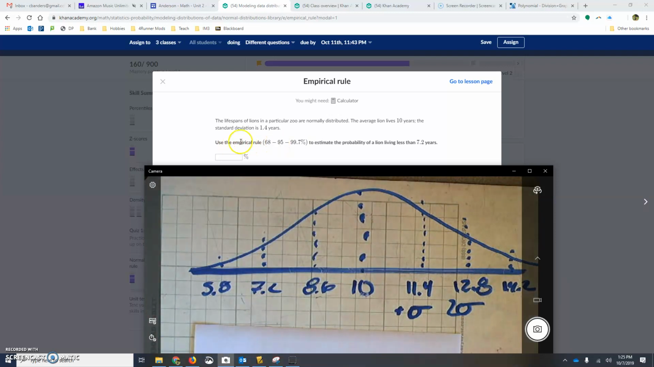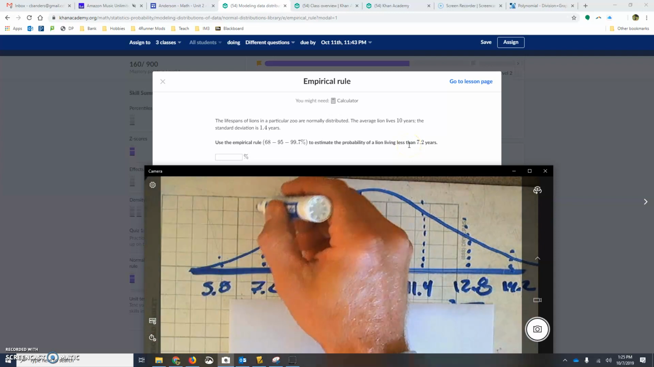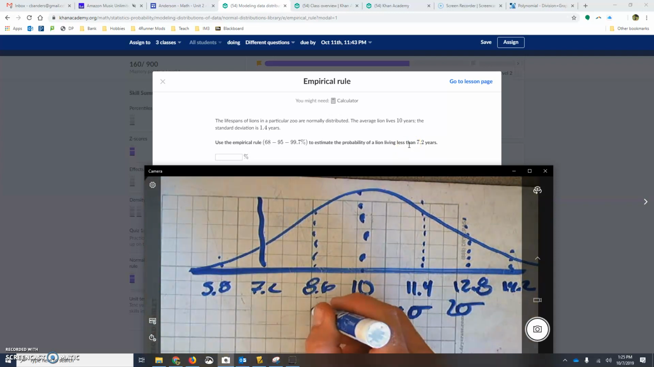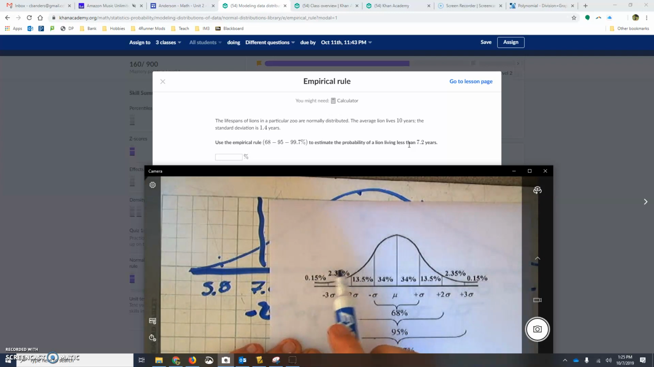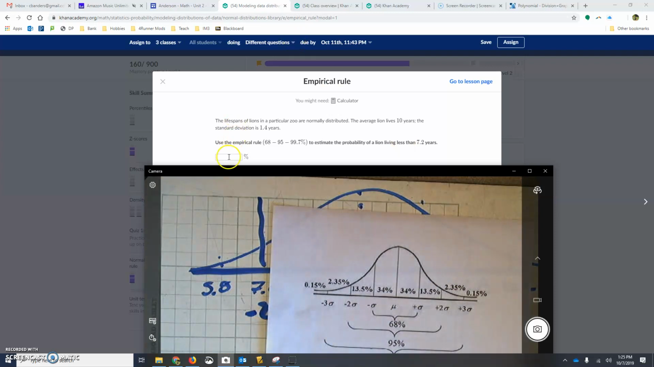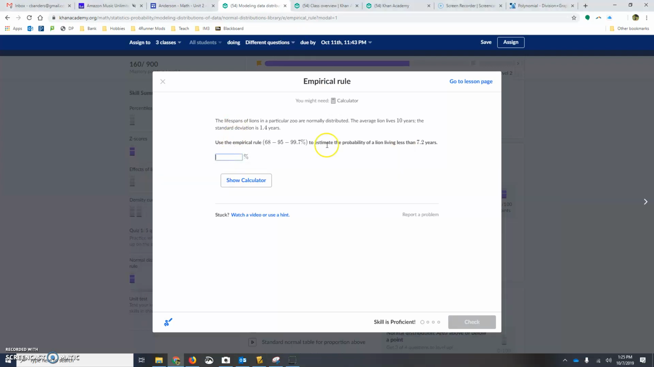Let's look at the question. Use the empirical rule to estimate the probability of a lion living less than 7.2 years. So we have to use this. So 7.2 is negative 2 deviations down. So if we look at negative 2 deviations down, what's the likelihood that it lives less than 7.2? So we have to add this number plus that number. So 2.35 plus 0.15 is 2.5%. And we're checking.